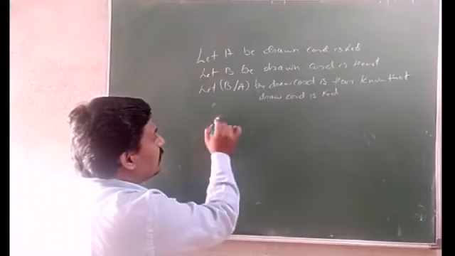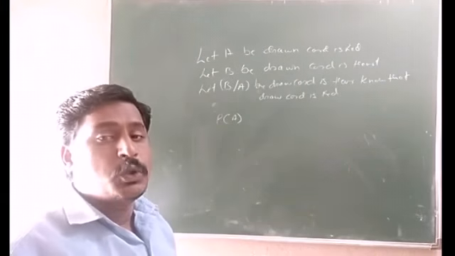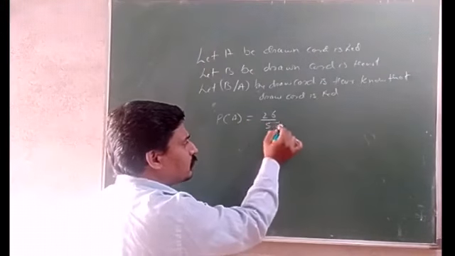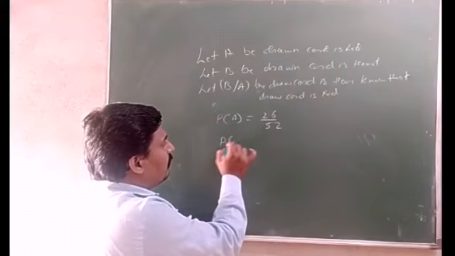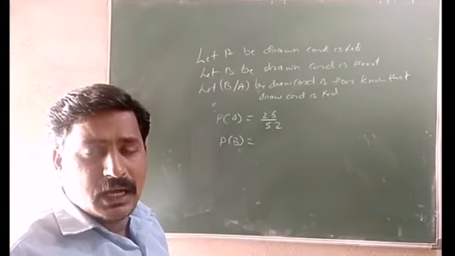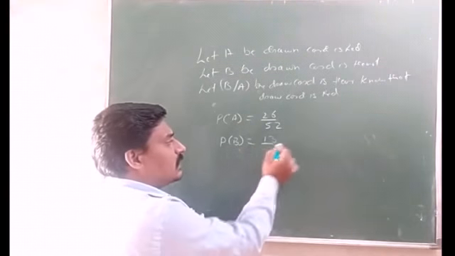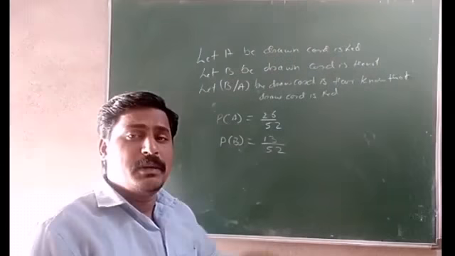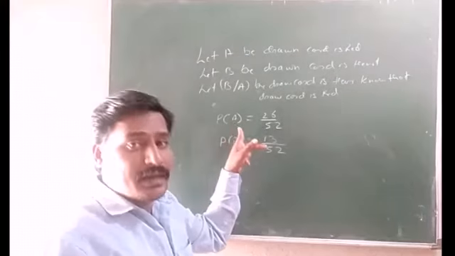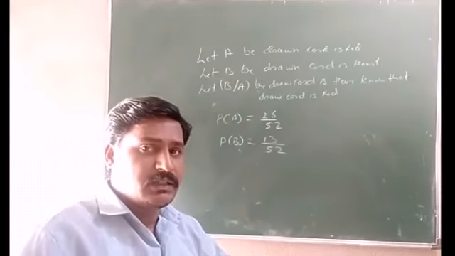So probability of A, that is drawn card is red. Total 26 red cards are there. So probability of A is 26 divided by 52. And probability of B, drawn card is heart. If we get directly a heart card, there are 13 heart cards out of 52 cards. So probability of getting a direct heart card is 13 divided by 52, and getting a red card is 26 divided by 52.